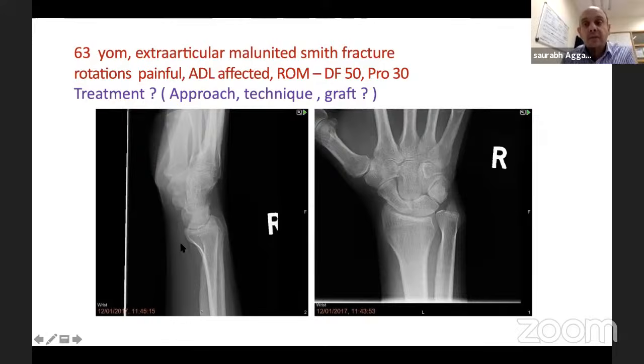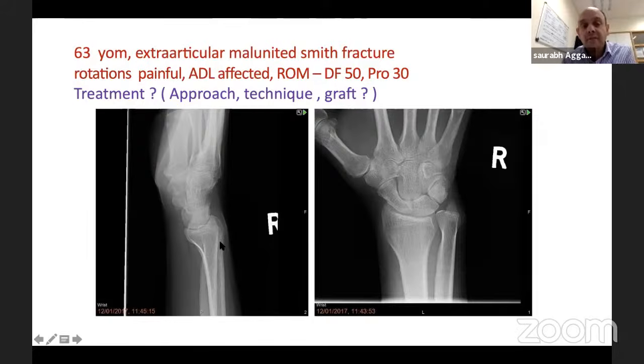So for all the malunited Smith fractures, the idea is to do a volar approach because the volar approach is more known to us, with lesser complications. So the approach is easy for Smith. The technique we have discussed in the second case. So same technique, a wire parallel to the deformity, a wire here, which is proximal to the distal radio-ulnar joint, so that when we do the osteotomy, it doesn't go into the sigmoid notch. And then we can use the same wire to lever it out and put a plate from the front.